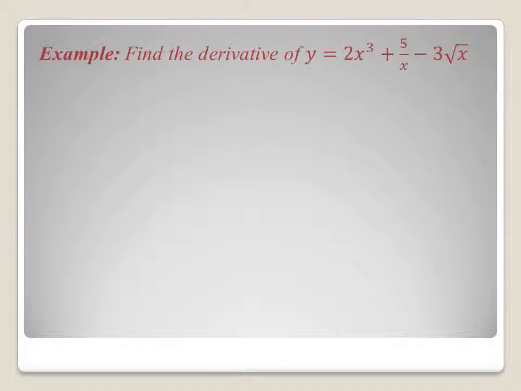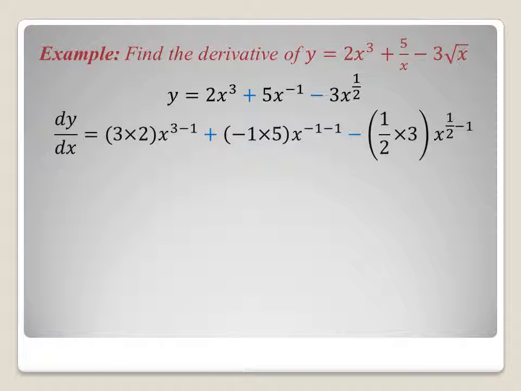Example, find the derivative of y equals 2x cubed plus 5 over x minus 3 root x. The function can be expressed in the form y equals 2x cubed plus 5x raised to the power of minus 1 minus 3x raised to the power of 1 over 2. dy/dx is now equal to 3 times 2x raised to the power of 3 minus 1, plus minus 1 times 5x raised to the power of minus 1 minus 1, minus 1 over 2 times 3x raised to the power of 1 over 2 minus 1.